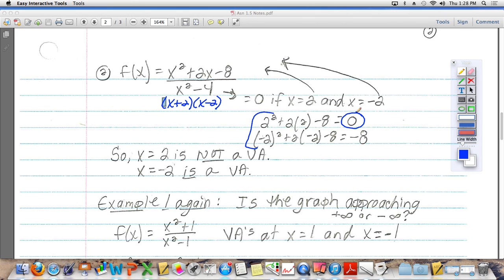I try a negative 2. Negative 2 squared plus 2 times negative 2 minus 8. You get negative 8. What does that mean? It is an asymptote.